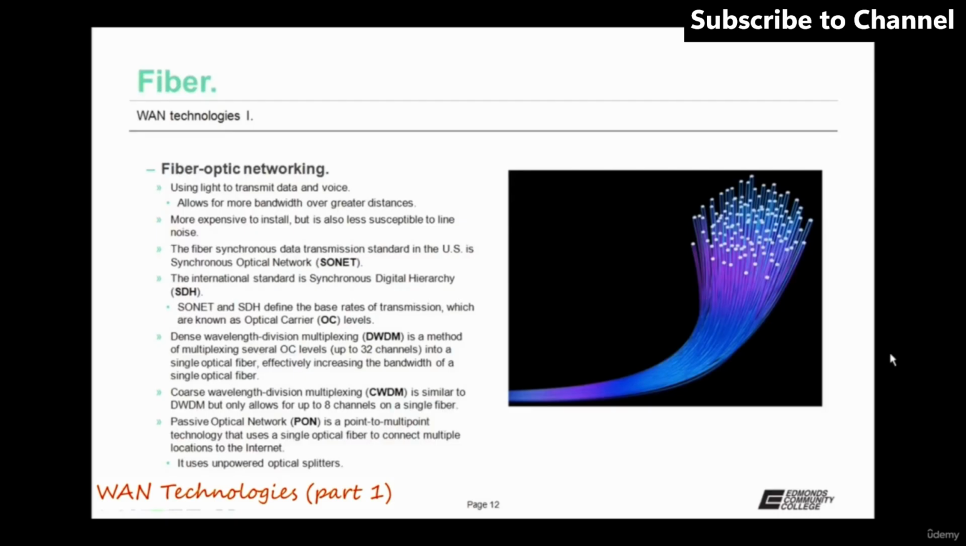Instead of DWDM, you could use CWDM, coarse wavelength division multiplexing. It's similar to DWDM, but it only allows for up to 8 channels on a single fiber. When fiber optic is delivered to the premise, it's usually delivered over a passive optical network, or PON. A PON is a point-to-multipoint technology that uses a single optical fiber that's used to connect multiple locations to the internet. The passive optical network uses unpowered optical splitters.